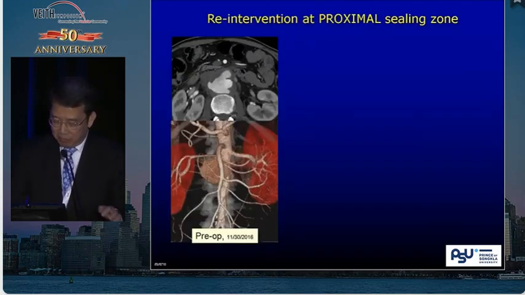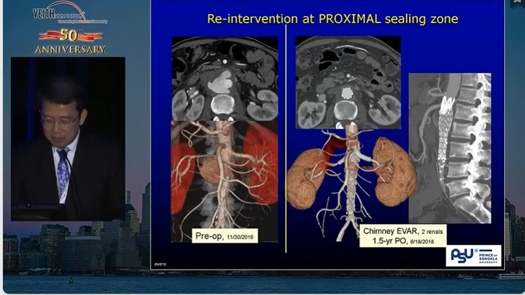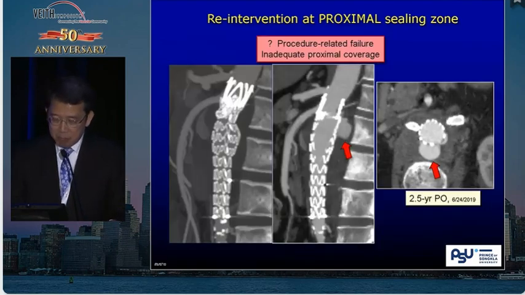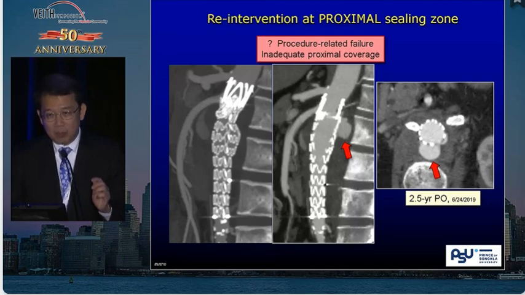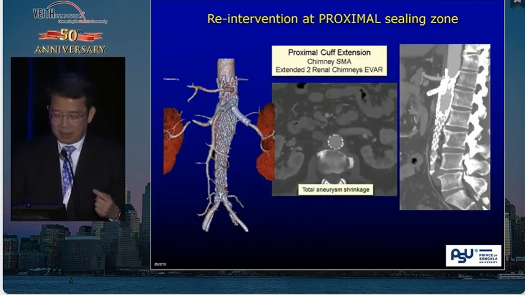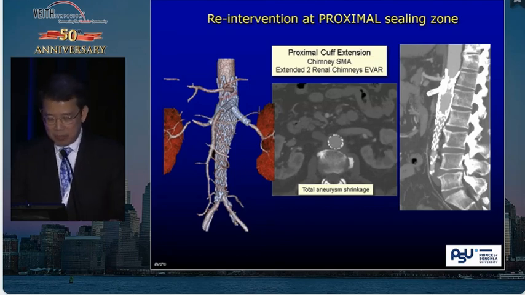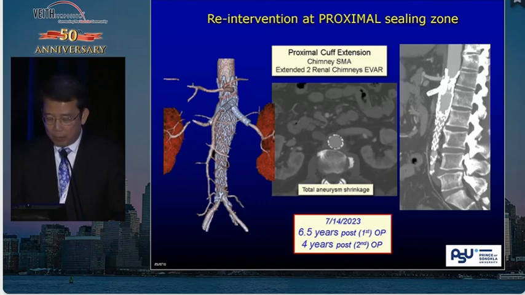This patient had an infected aneurysm close to the renal arteries. We did chimney EVAR for him, chimneys for the 2 renal arteries. Good results, as shown here at the 1.5-year CT scan. He came back 1 year later with severe back pain. The aneurysm recurred at the edge of the proximal stent, almost 2 centimeters above the previous lesion. We had to extend the cuff proximally, chimney the SMA, and extend the 2 renal chimneys. Good results, still doing well.